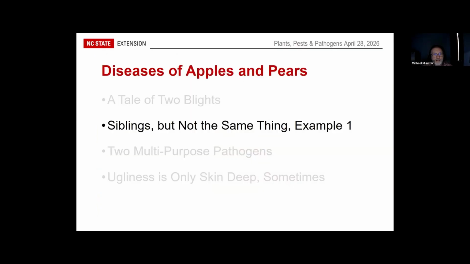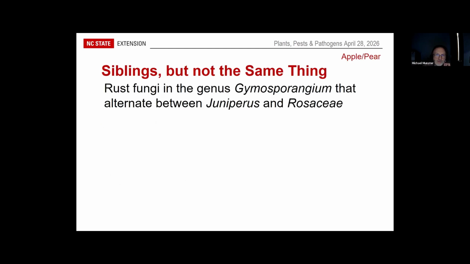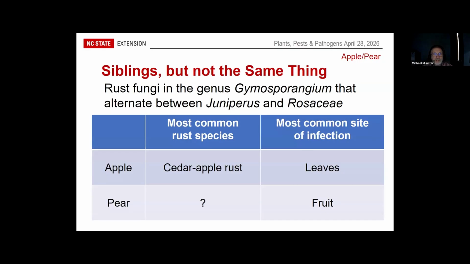So another kind of pairing I want to mention is that of different pathogens that are related but not exactly the same. And I've got a couple examples here. One of them is, of course, our Gymnosporangium rusts. So these are fungi with complex life cycles. They alternate between junipers as one host, and different members of the Rosaceae, although not roses themselves, but other rosaceous hosts. And here's this particular graphic.